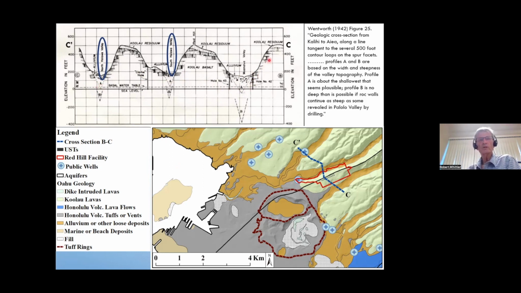But he also reasoned that if you look at the slopes of the valley walls and extended them downward, we could get a much deeper intrusion of the valley fill saprolite, very deep in Moanalua Valley, less deep, but still significant in North and South Halawa Valley. And this is at a cross section at the 500-foot elevation along the axes of the various ridge lines.